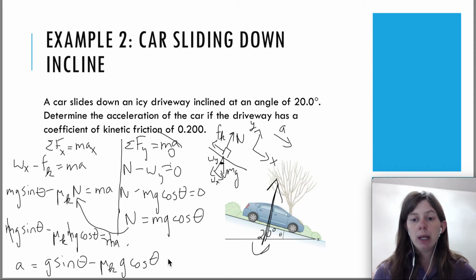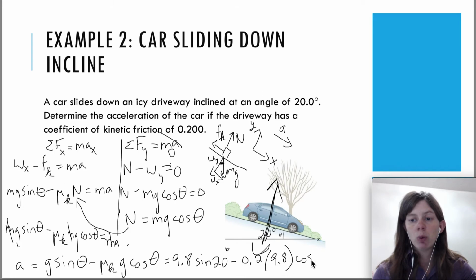So go ahead and plug in everything. 9.8 for g, sine of 20 degrees, minus 0.2 times 9.8 times cosine of 20 degrees. When you plug all of that in, you get 1.51 meters per second squared.